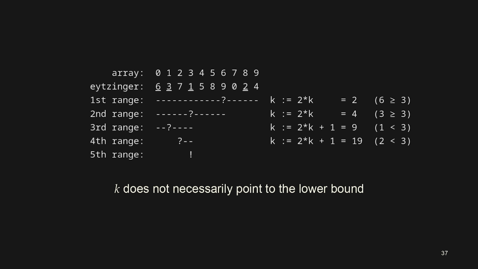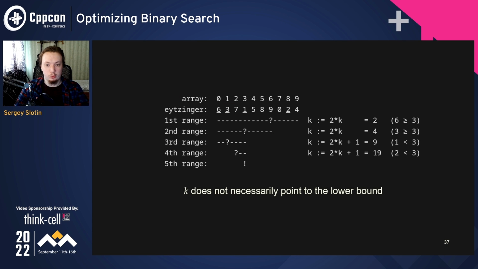And now we point to the ninth element, second to last, which is 2. And 2 is again less than 3, so we multiply k by 2 and add 1, and end up with k equals 19, which is not even a valid array index. So k does not point to the lower bound, but we can still use it to restore the position of the lower bound.